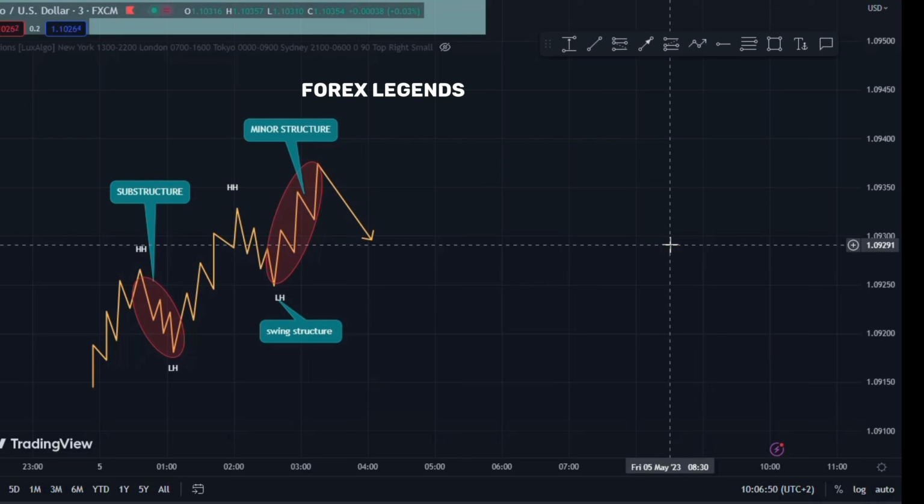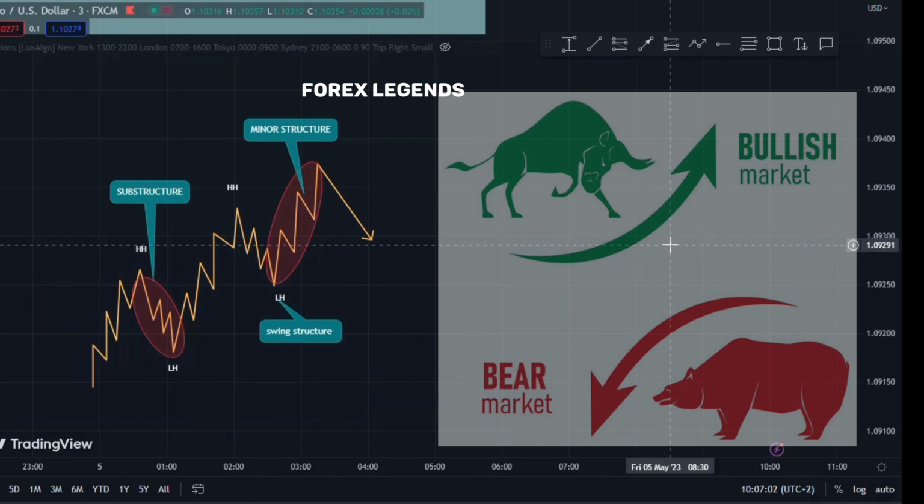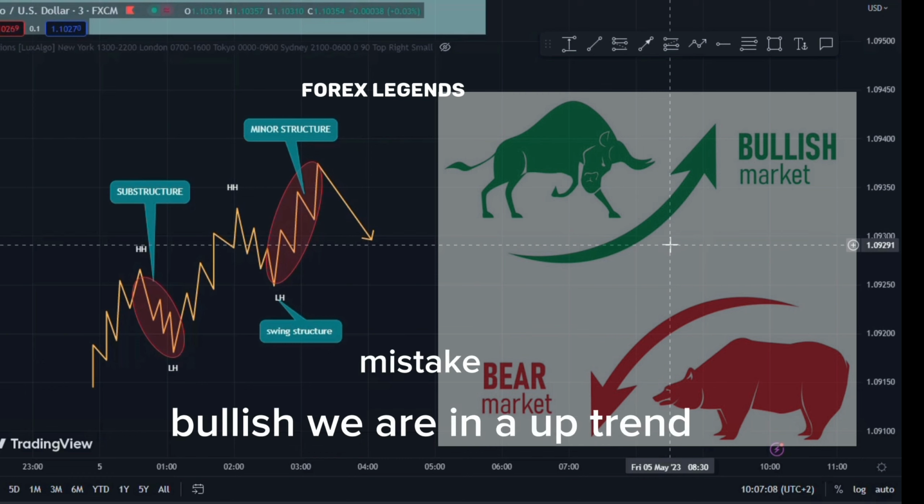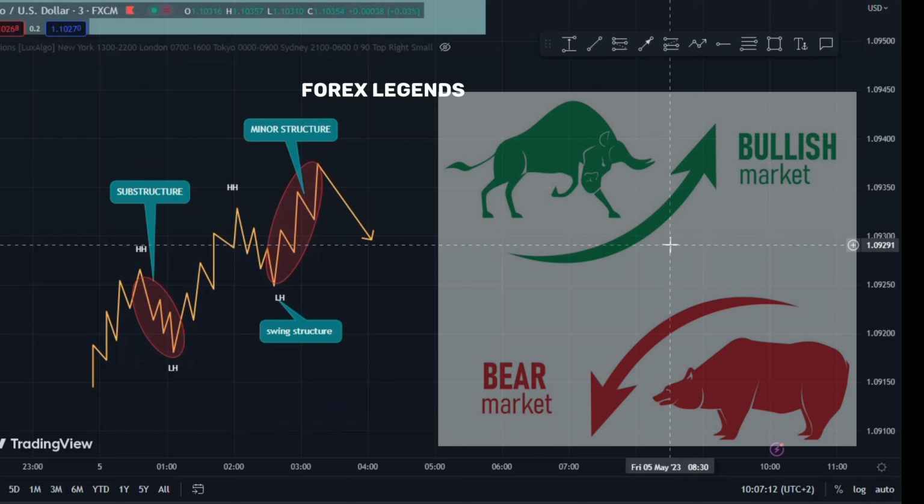Okay, cool. There are a few things which we need to understand when we talk about market structure, right? The first point is that when we talk about market structure, we have two things. It's either we're bearish or we're bullish, right? Now, when we talk about bearish, it simply says that we are actually in an uptrend. That's bearish. And when we talk about bullish, we're actually in a downtrend. Simple as that. Bearish, we're in an uptrend. Bullish, we're in a downtrend.